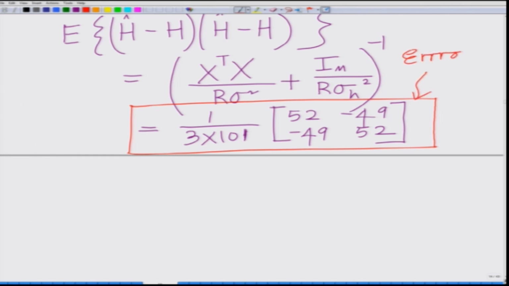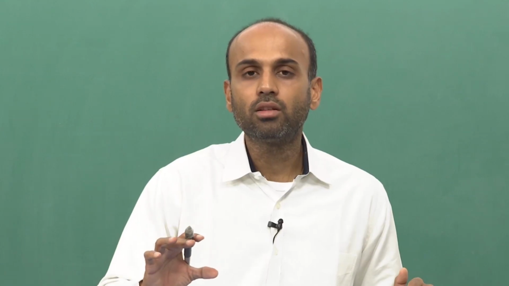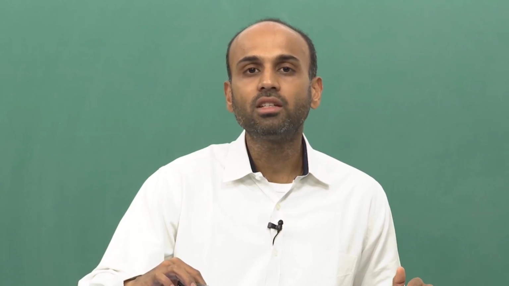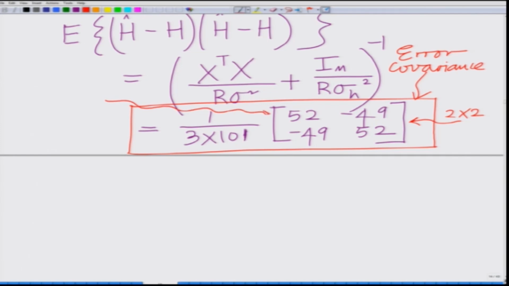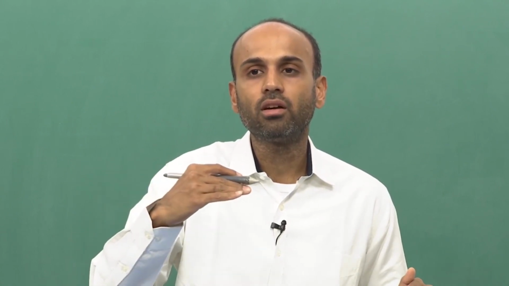Also realize that this is an error covariance which is a 2 cross 2 matrix. We are looking at (H hat minus H)(H hat minus H) transpose. So, the diagonal elements correspond to the error covariances of each transmit antenna. In general, H minus H hat is an M cross R matrix. Each row basically corresponds to the coefficients on all the receive antennas for each transmit antenna.